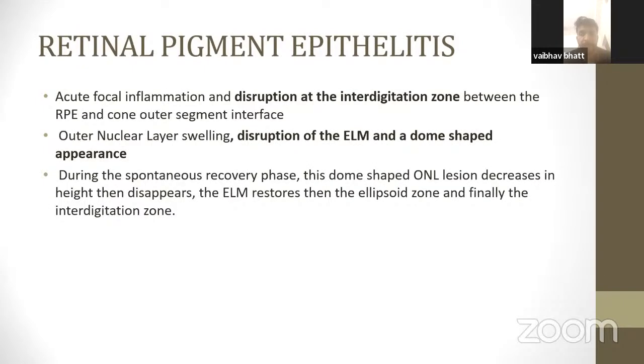Retinal pigment epitheliitis. Acute focal inflammation and disruption at the interdigitation zone between the RPE and cone outer segment interface. Outer nuclear layer swelling is there, with disruption of the ELM and a dome-shaped appearance. During the spontaneous recovery phase, this dome-shaped outer nuclear layer lesion decreases in height, then disappears. The ELM restores, then the ellipsoid zone and finally the interdigitation zone.